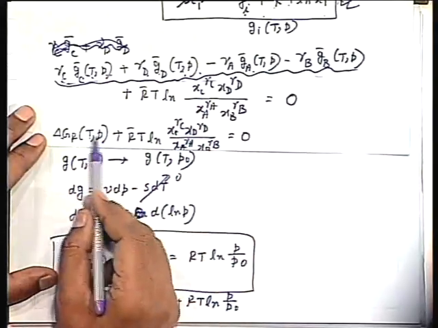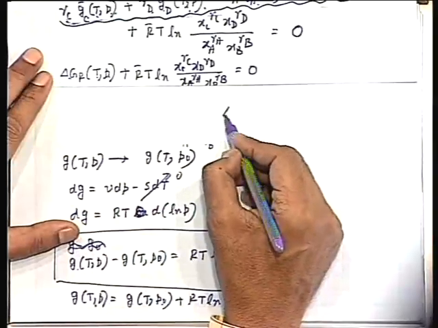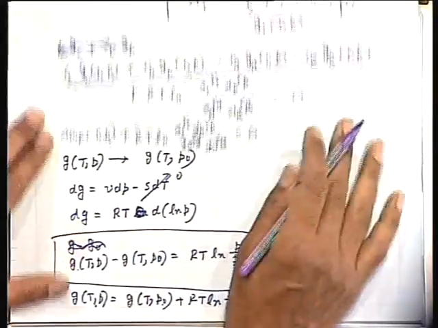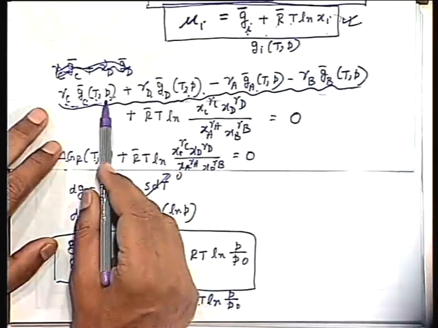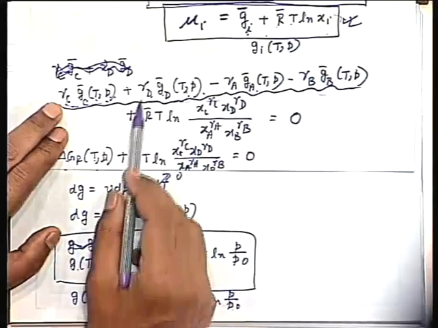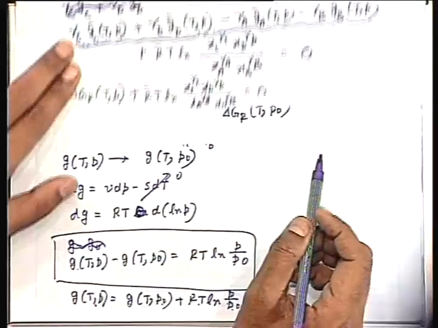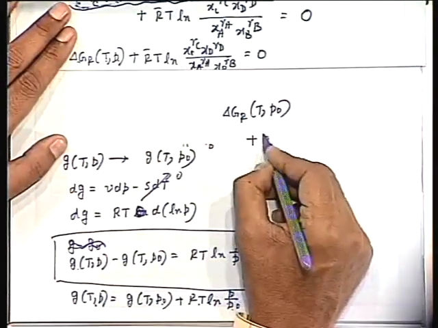That means delta G at T,P will be delta G at T,P0. Alright, that means we can write delta G at T,P0, but an extra term will come when I express this: R̄T ln(P/P0) will come out, into gamma C, R̄T ln(P/P0) into gamma D, R̄T ln(P/P0) minus gamma A minus gamma B.